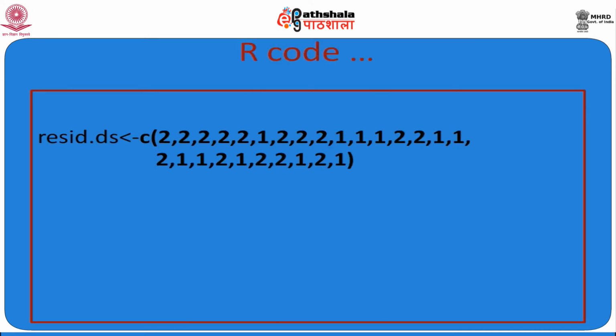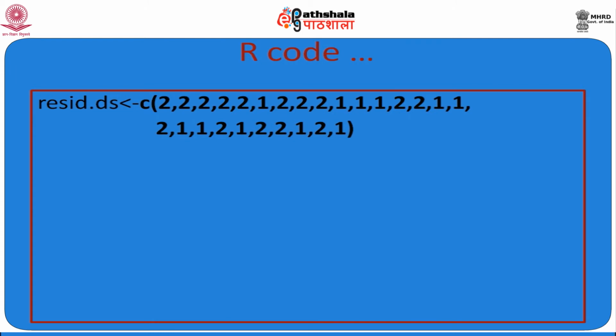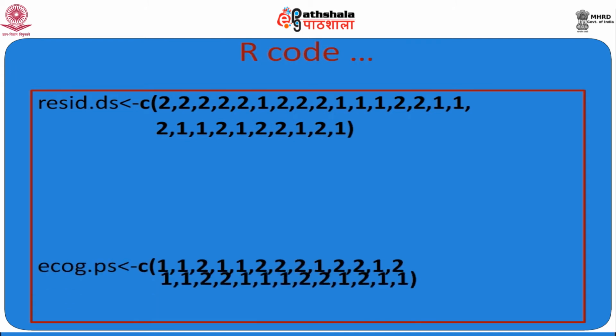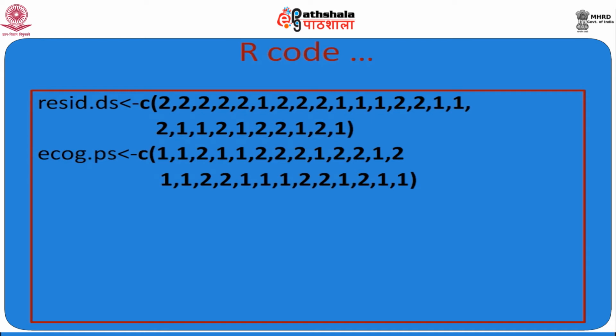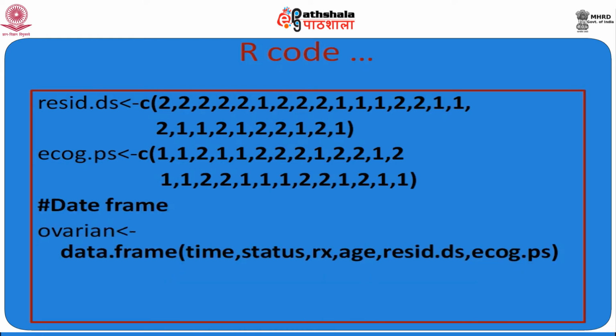Another factor, residual disease, is again represented by 2 and 1. The fifth factor is ECOG.PS, and the score is also given as 1 and 2. Once we have the data set, we will call the data.frame function, and into the parentheses all the earlier mentioned variables like time, status, Rx, age, residual disease, and ECOG.PS will be called, and here we are calling it ovarian. So from now onwards our database will be ovarian.